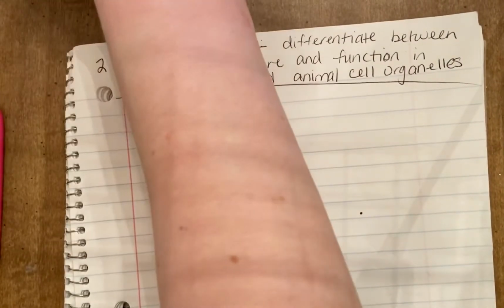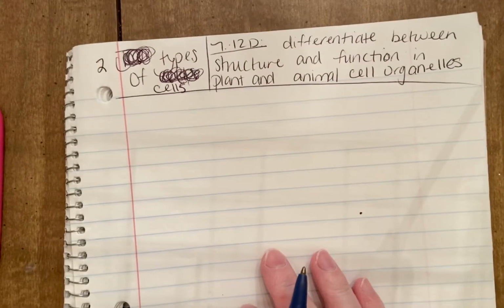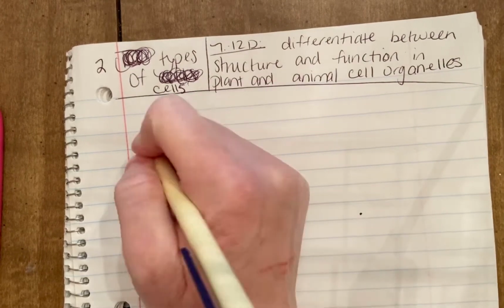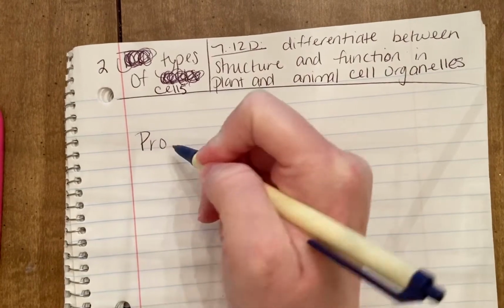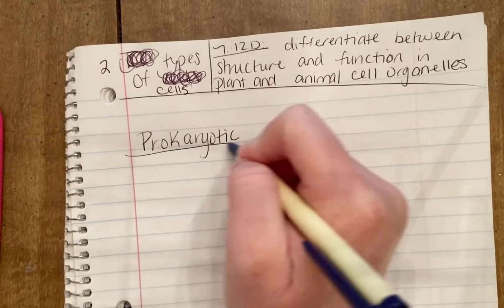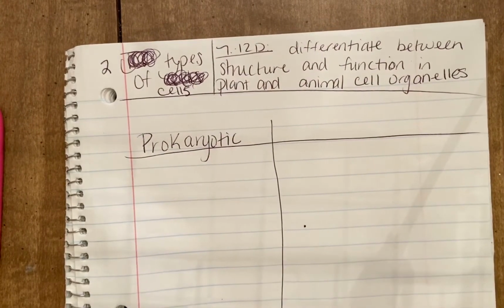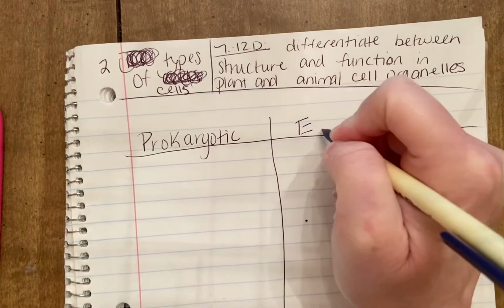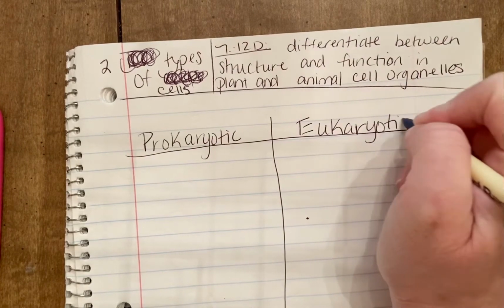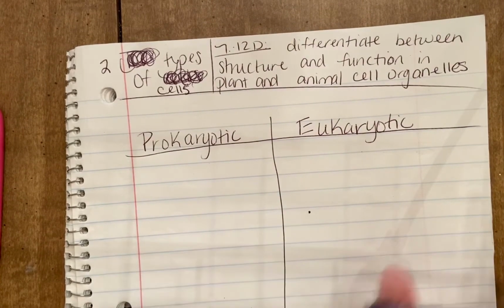We will draw a picture of what prokaryotic cells look like in a second. But what I want us to do is make a T-chart. On this side, I'm going to write prokaryotic, and on this side, I'm going to write eukaryotic. Remember, these are the two main types of cells.